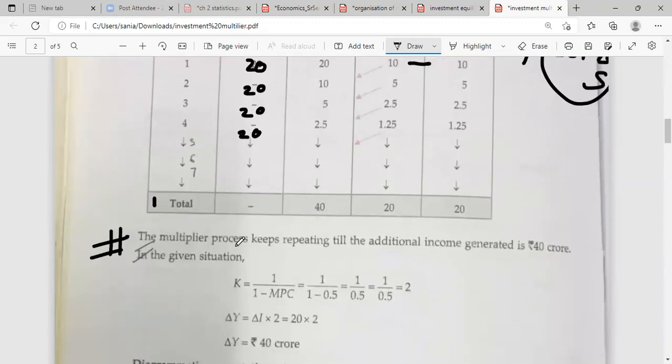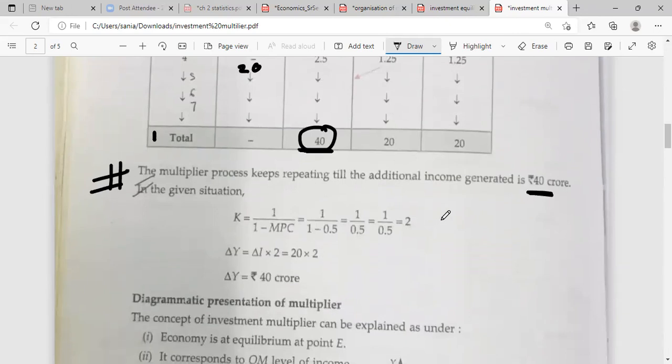So the multiplier process keeps repeating till the additional income generated is 40 crores. So you will keep on increasing the values till it becomes 40 crores. So how come you got to know that, ma'am, your total is 40? Okay. So there is a formula K. K is basically the investment multiplier. Instead of writing IM, investment multiplier, you will write K.